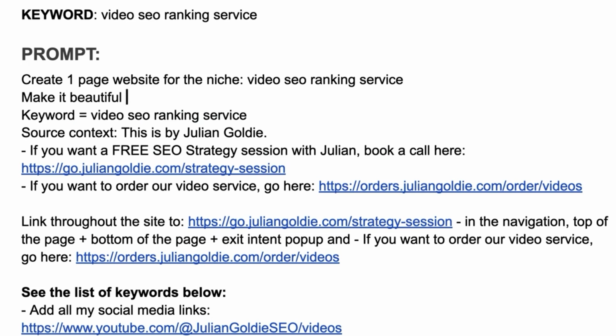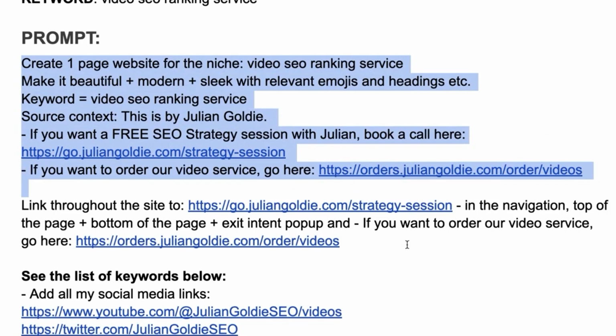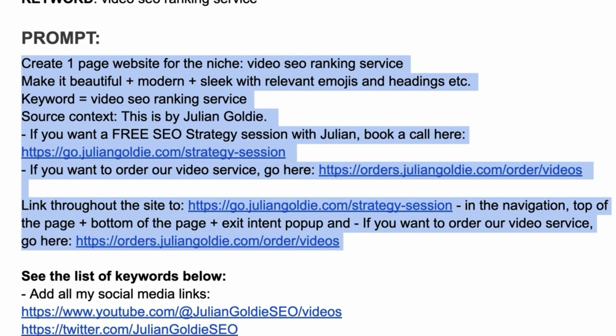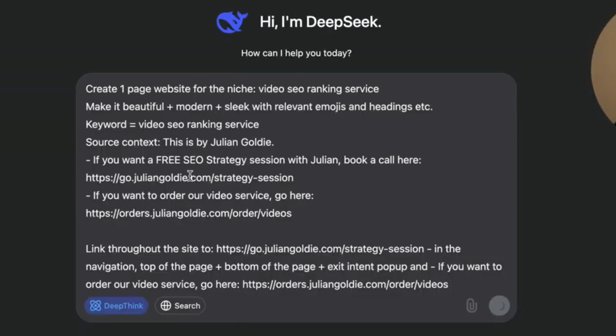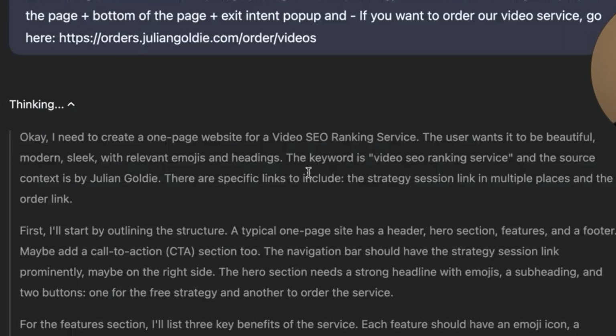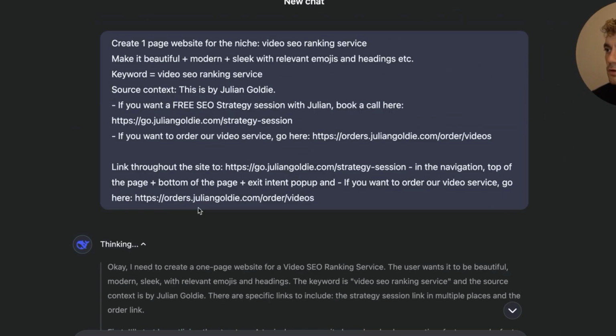What we're going to test next is creating a one-page website. So I'm going to say create a one-page website for the niche, insert my niche here. You can customize it however you want. I want to say make it beautiful, modern, and sleek, with relevant emojis and headings, etc. Keyword equals this, source context equals this, some personal information about me, and then link throughout the website to my funnels. So we'll grab this prompt, go back into DeepSeek R1, plug that in, and you can see how it plans it out. Let's have a look at what it's thinking about here.